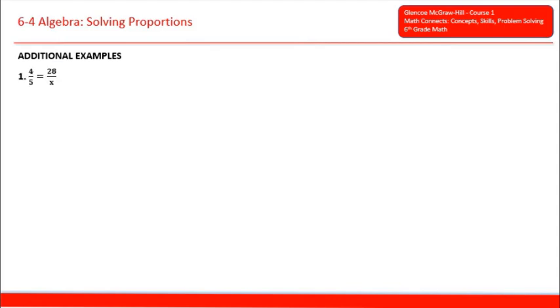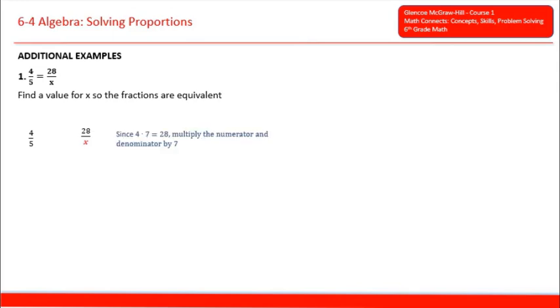Additional examples. Number 1, 4 over 5 equals 28 over x. Find the value for x so the fractions are equivalent. 4 over 5 and 28 over x. Since 4 times 7 equals 28, multiply the numerator and denominator by 7. So 4 times 7 equals 28. 5 times 7 equals 35. 4 over 5 equals 28 over 35. Since 5 times 7 equals 35, x equals 35.